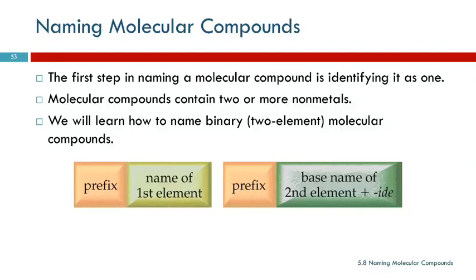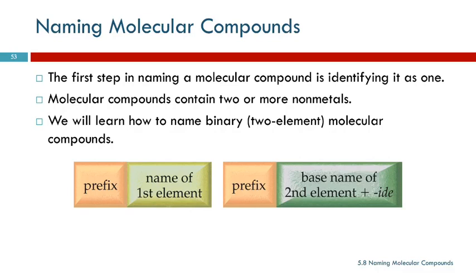Now we're going to turn to molecular compounds. Molecular compounds contain two or more nonmetals. The ones we're going to learn in this class have exactly two nonmetal elements. Okay? The good news for you is students tend to like naming these more because they're easier than the ionic compounds. So two or more nonmetals, and we're just learning the two-element or the binary molecular compounds.